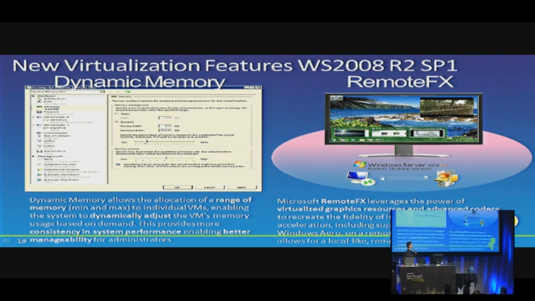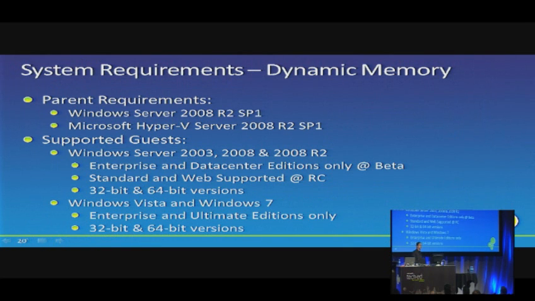And right now, Windows Server 2008 R2 Service Pack 1 is in beta. When it goes into RC, we'll release an RC of VMM 2008 R2 Service Pack 1. And then when it releases, we'll release within 30 days the update. Now, hopefully it'll be a lot less than 30 days, but we want to make sure we run through a whole test pass before we release it with their release code. So system requirements for dynamic memory. The host operating system, the Hyper-V parent, has to be Windows Server 2008 R2 Service Pack 1 or Microsoft Hyper-V Server 2008 R2 Service Pack 1.